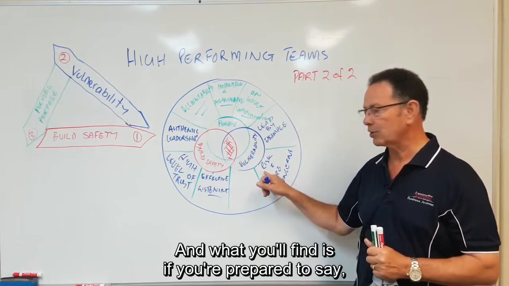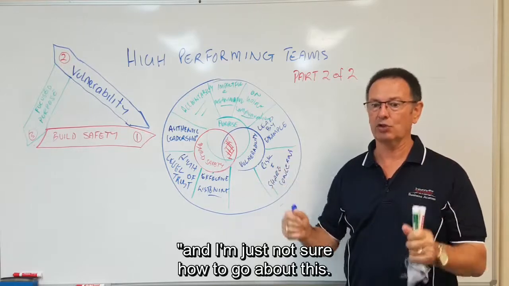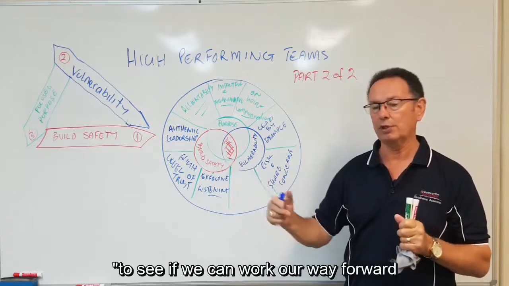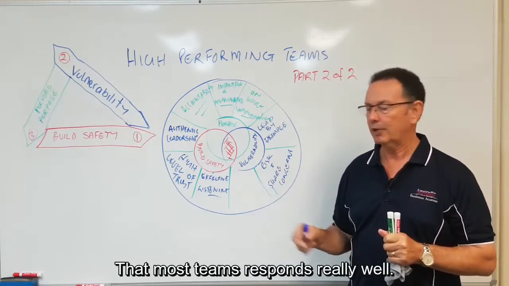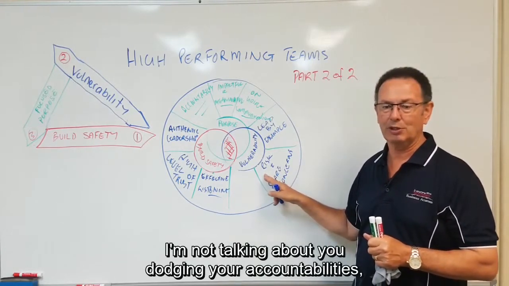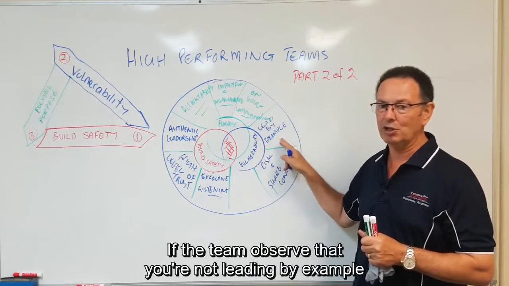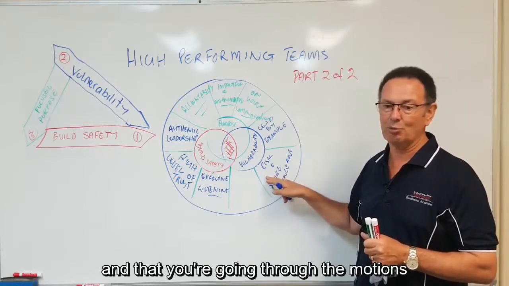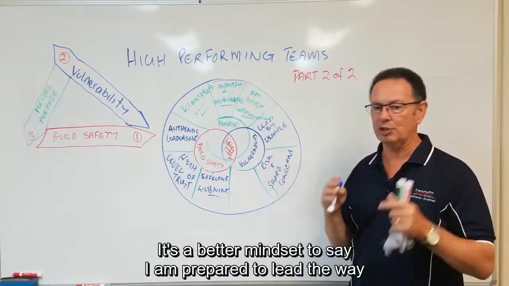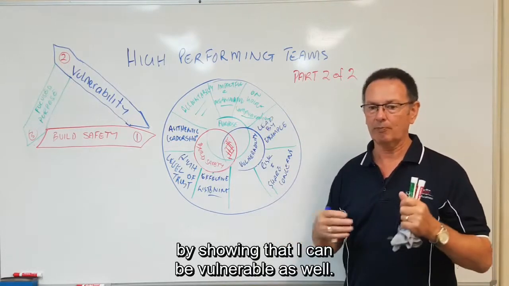And what you'll find is if you're prepared to say, look guys, I've got an issue here and I'm just not sure how to go about this. I'd really like to get the team involved to see if we can work our way forward and come up with a solution for this. Now, most teams respond really well. I'm not talking about you dodging your accountabilities, complete opposite. If the team observe that you're not leading by example and dodging accountabilities and that you're going through the motions of pretending to do this, they'll see right through you. So you have to be genuine about this. It's about a mindset to say, I am prepared to lead the way by showing that I can be vulnerable as well.